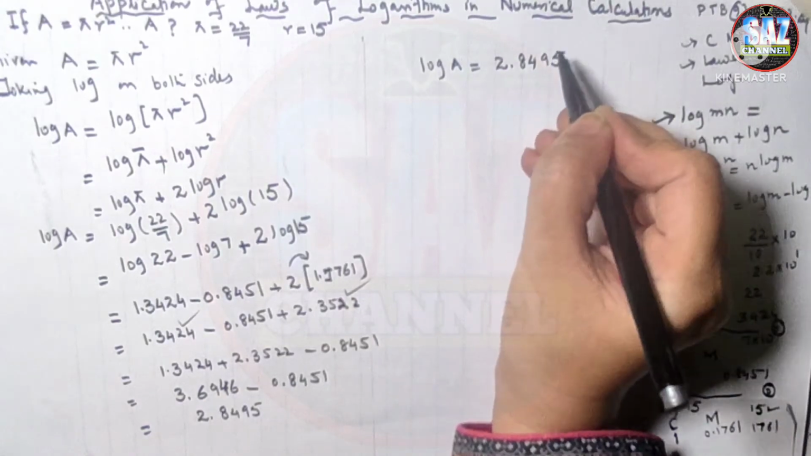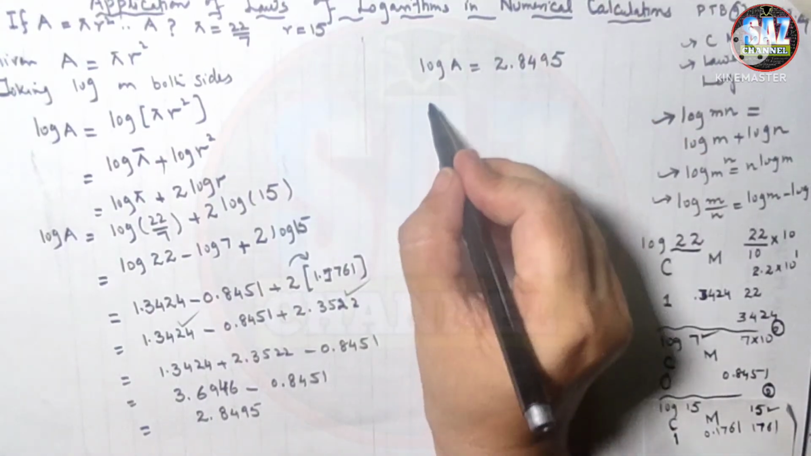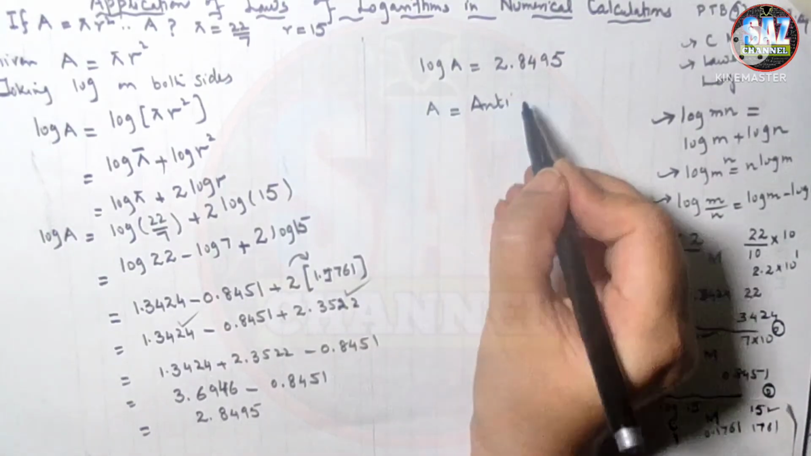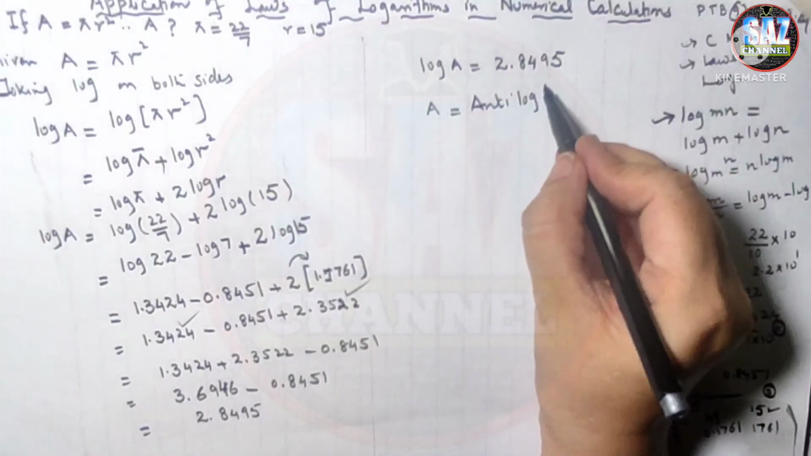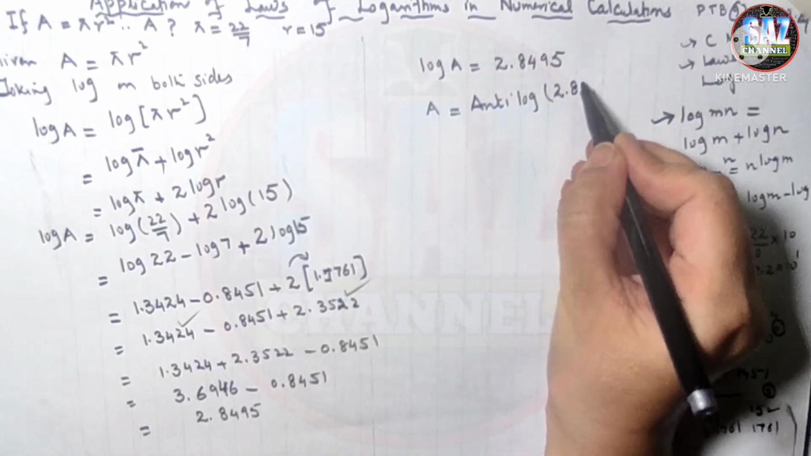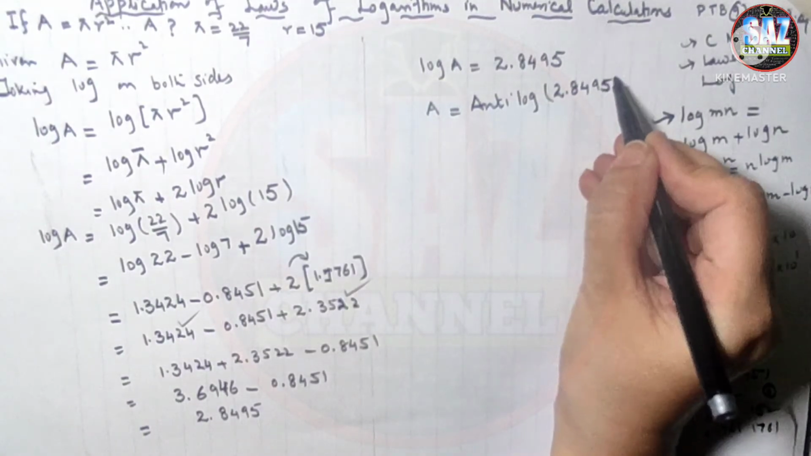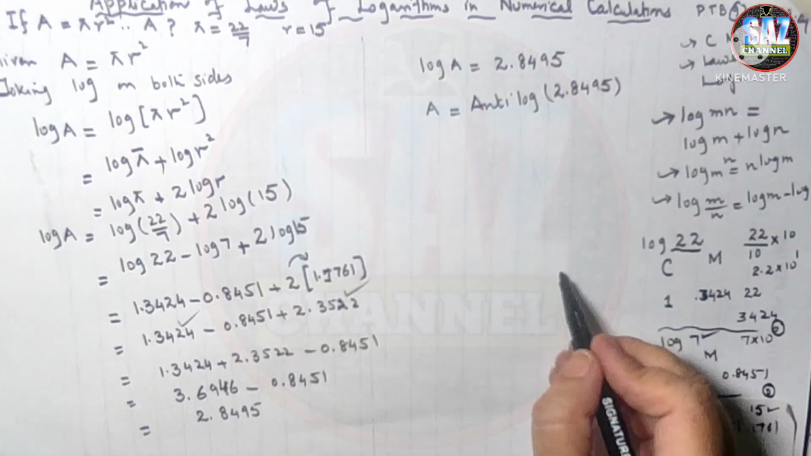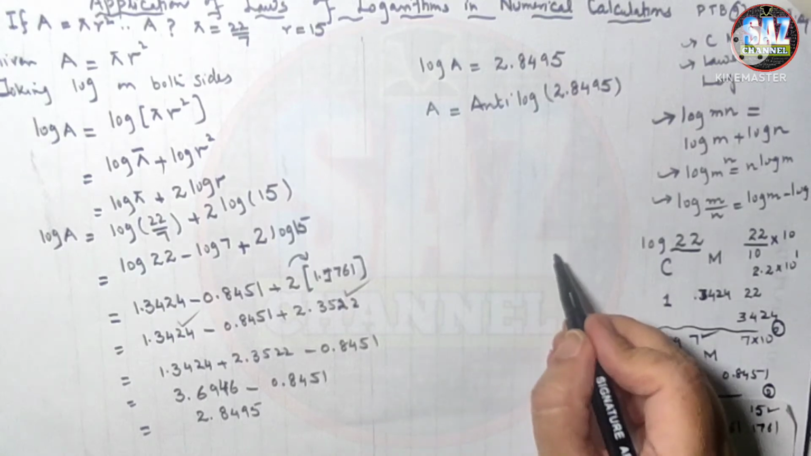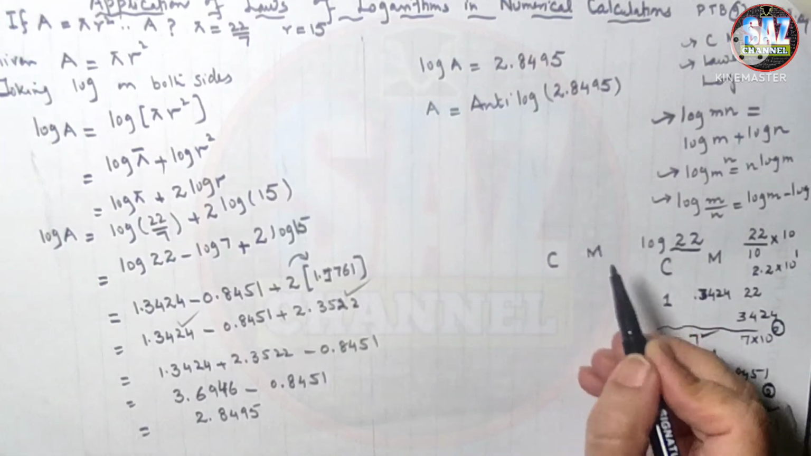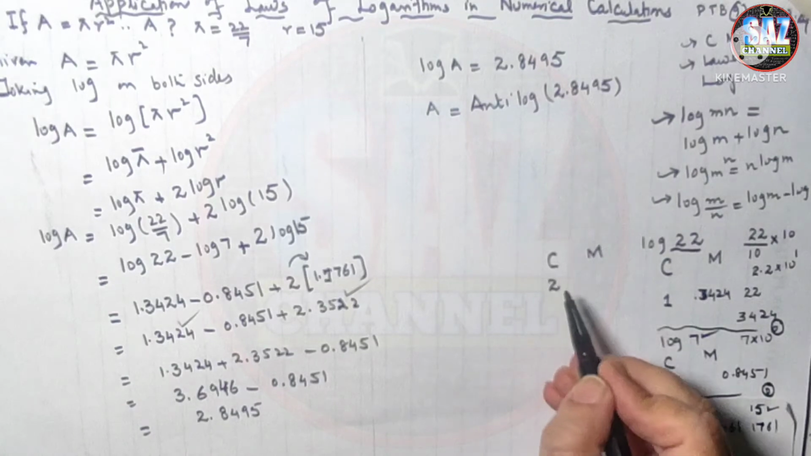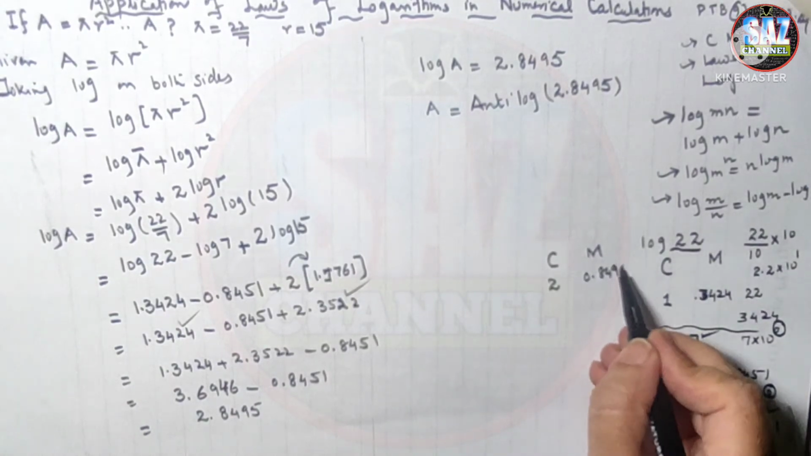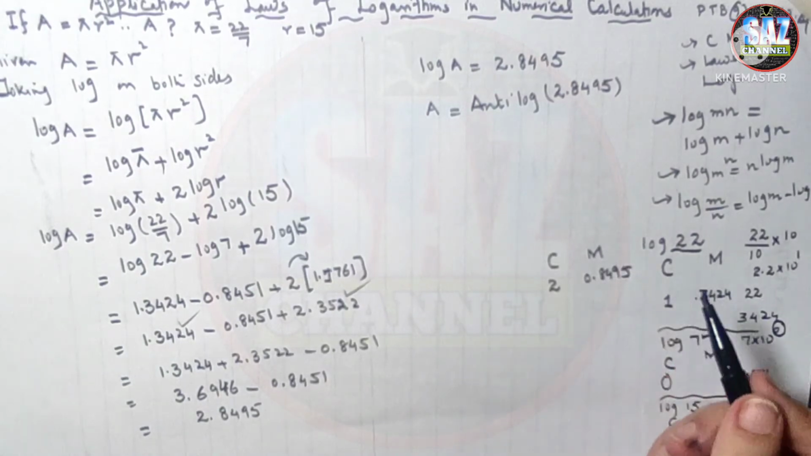2.8495, and we need to find what value of A. So for that purpose I will be taking antilog on both sides, and antilog of this number 2.8495. And now as you know that this answer is the answer of log of some number, and log consists of which two parts, characteristic and Mantissa. Characteristic is 2 and Mantissa is 0.8495. Let me check the calculation again.